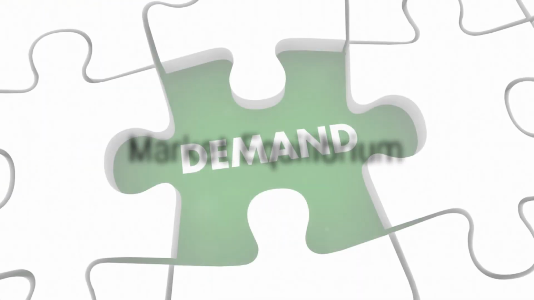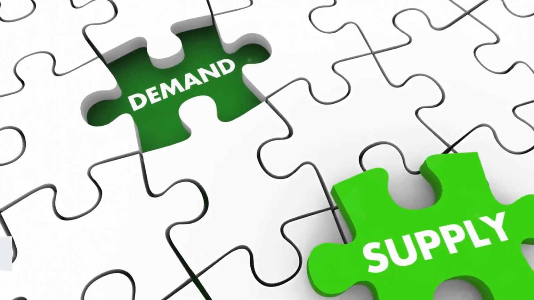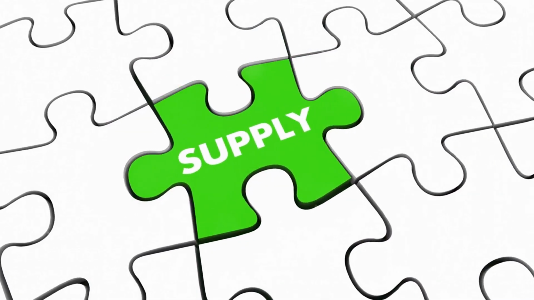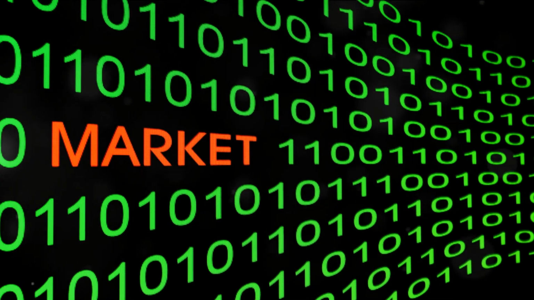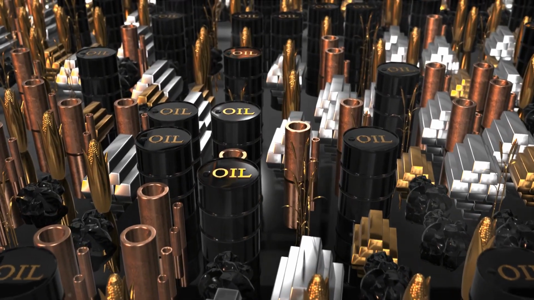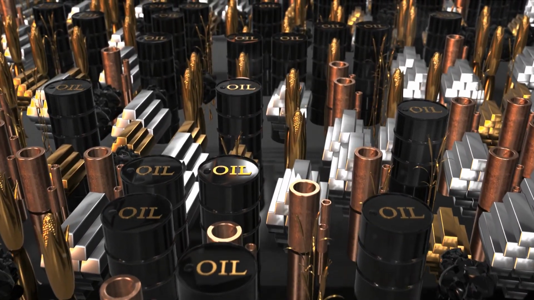Now, what happens when supply and demand meet? This is where the magic happens. The price at which the amount that producers are willing to supply equals the amount that consumers are willing to buy is called the equilibrium price. The quantity associated with this price is the equilibrium quantity.